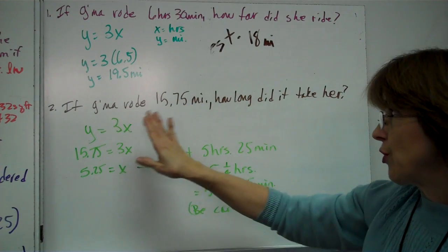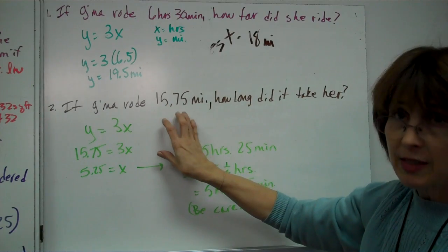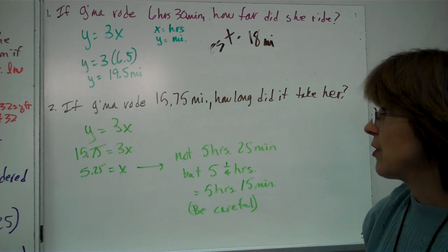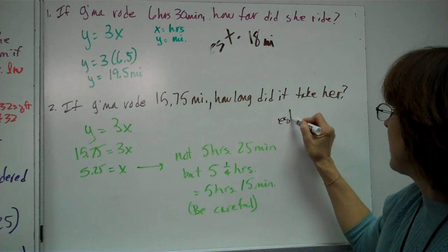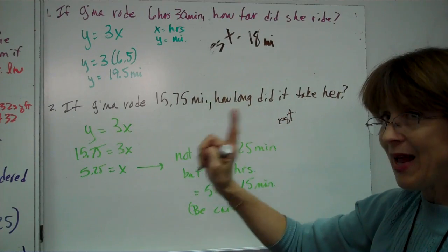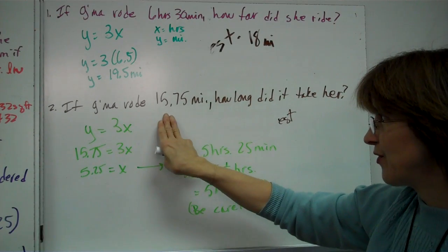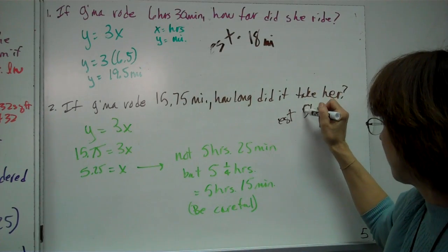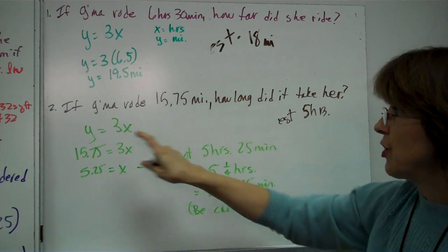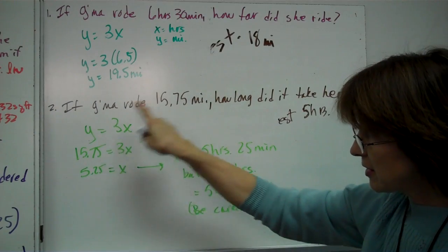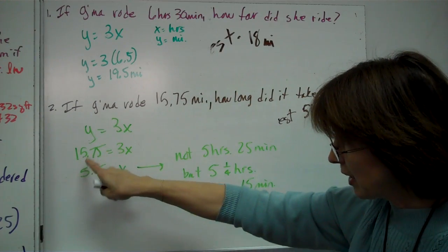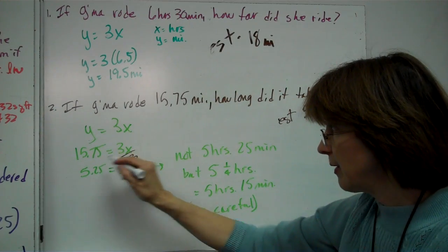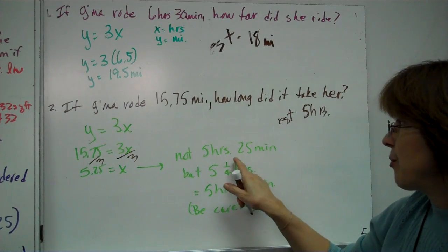Okay, this time Grandma rode almost 16 miles. We want to know how long did it take her. Again, let's estimate first. We know every 1 hour she goes 3 miles, so she went 15, so that's going to be about 5 hours. We do the equation. This time the miles is going to be your y, so we plug that into the y, and we divide both sides by 3, and we get 5.25 hours.